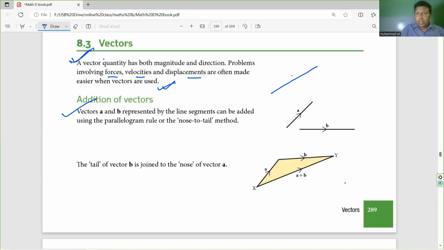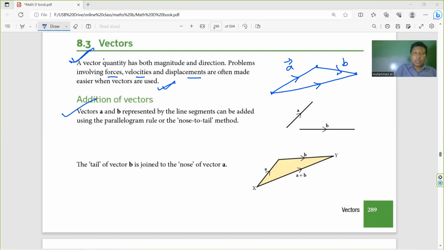Remember, this arrow sign indicates a vector: this is the tail, that one is the head. And if we add another vector like this b vector, obviously this is the tail, that one is the head. Their resultant vector starts from the first vector's tail and joins the second vector's head. Always remember this.